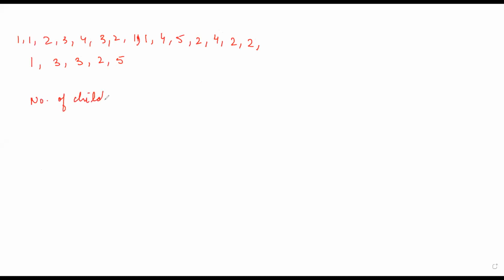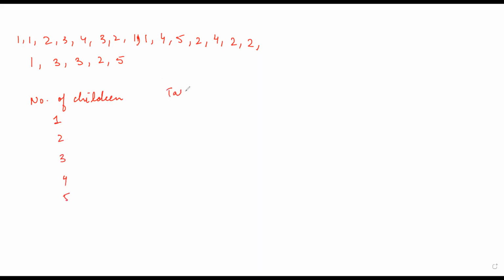1, 1, 2, 3, 4, 3, 2, 1, 1, 4, 5, 2, 4, 2, 2, then 1, 3, 3, 2, and 5. All right. So these are the number of children in 20 families. So I try to arrange this data. So I write number of children, right? So 1, 2, 3, 4, and 5.